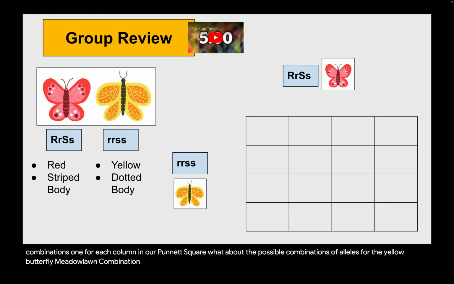Right? Again, we could go through and say this r is pairing with this s, this r is pairing with this s. Same for the bottom, but it's the same thing. Yes, it leads to the same genotypes.